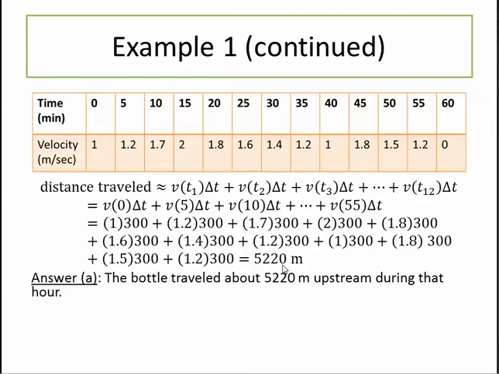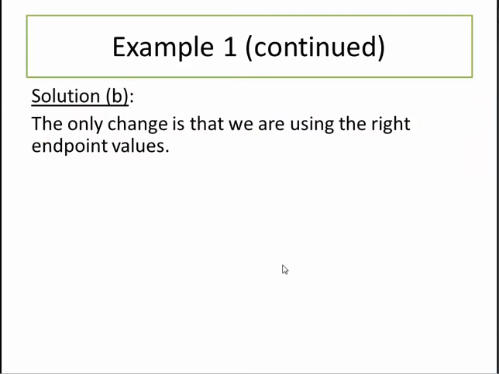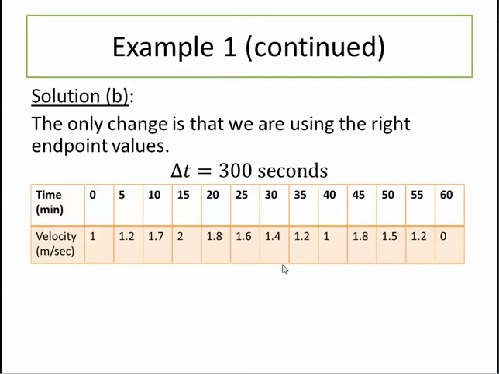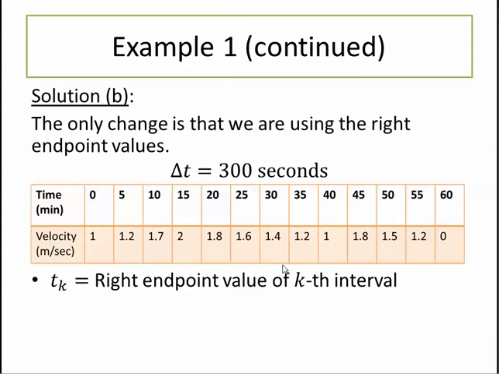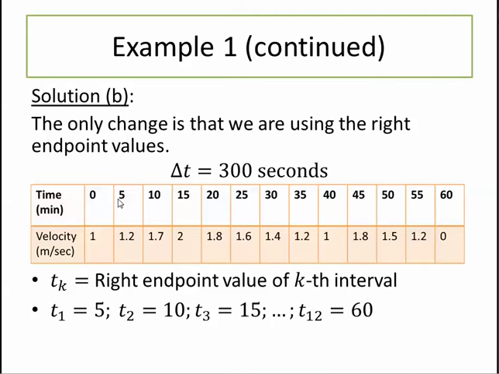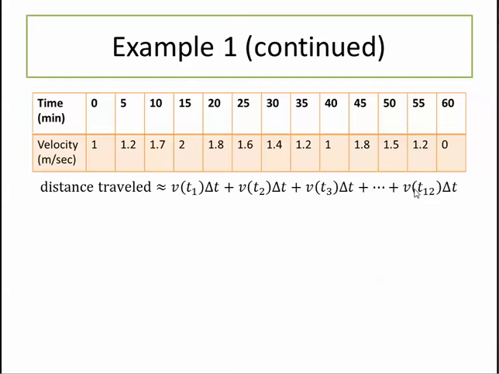All right, so now let's do part B. This is using the right endpoints. We'll still have that our delta t is 300 seconds. But now when we look at this, on each time interval, our t sub k's are going to be the right endpoint values instead of the left. So on our first time interval, the right endpoint will be 5. On our second, it will be 10, and so forth. Here on our 12th time interval, our right endpoint will be 60. So those are the points we're going to plug into our equation here.